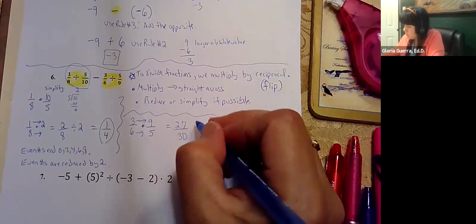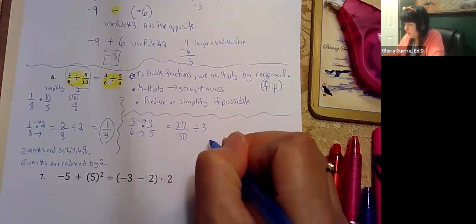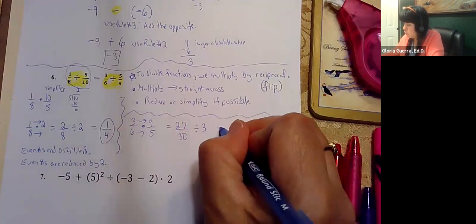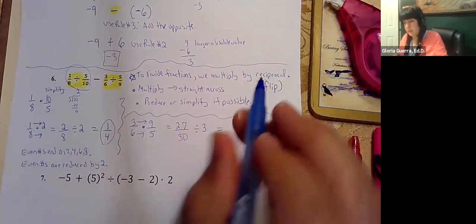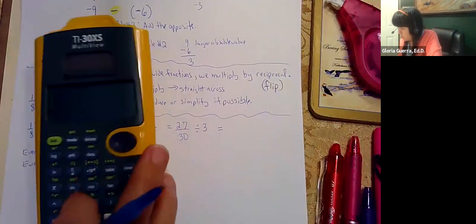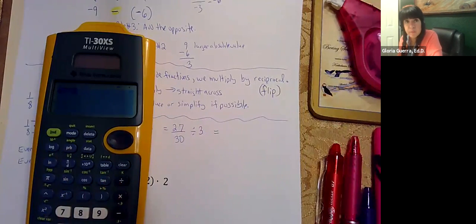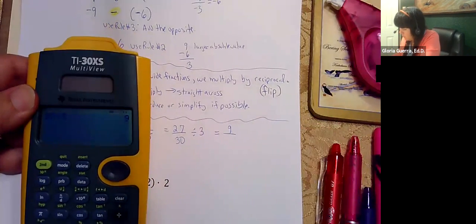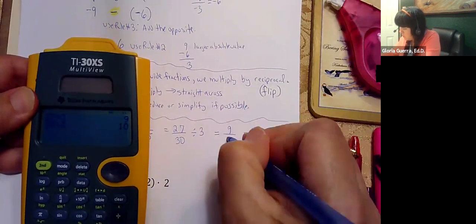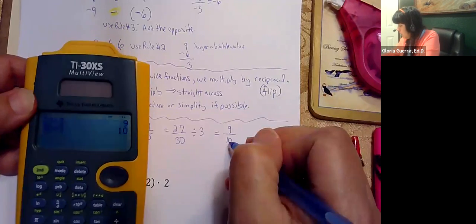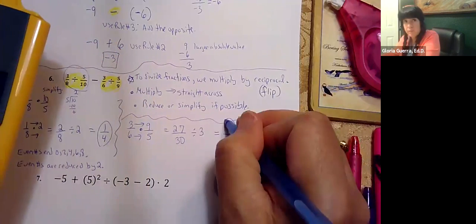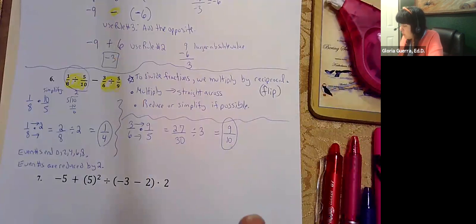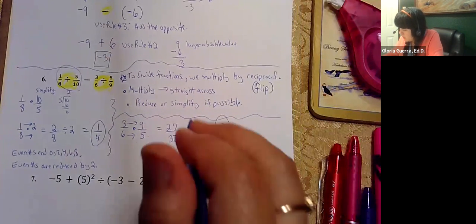And then we reduce. This can be reduced by 3. 27 divided by 3 is 9, and 30 divided by 3 is 10. And then that cannot be reduced anymore. That's lowest terms, 9 and 10.